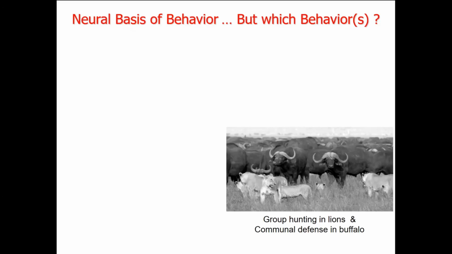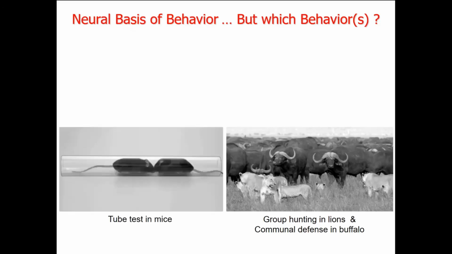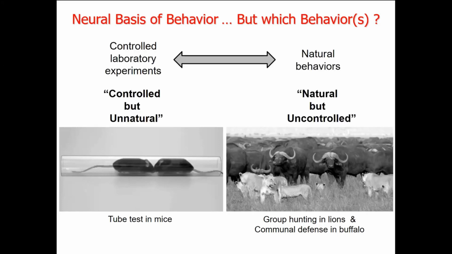So most people that are interested in social behaviors are doing something more like this: the tube test in mice, where two mice push each other in the tube, and basically the one who is the winner is considered higher in the hierarchy. So it's a classic test to determine social hierarchy. And I think a lot of us who study behavioral neuroscience have in mind this trade-off between, on one hand, controlled laboratory experiments that are controlled but unnatural, and on the other hand, natural behaviors that are natural but uncontrolled.